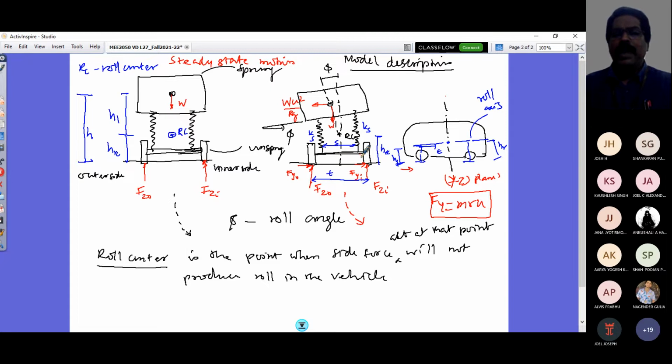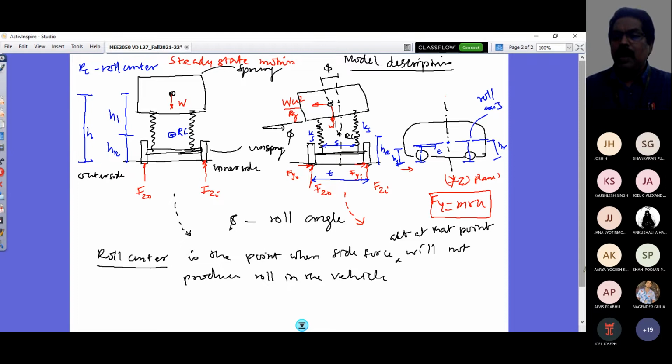Any doubts at this point of time to understand this model description? Anybody has got any doubt? Do you have any doubts? Jose? No, sir. No doubt.